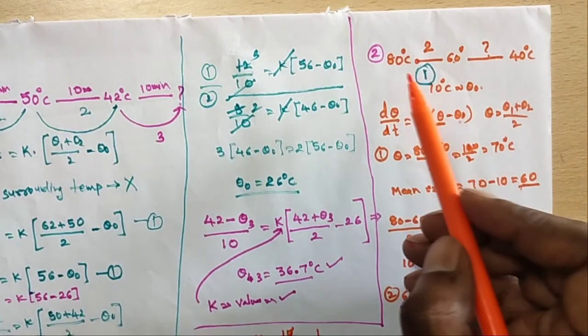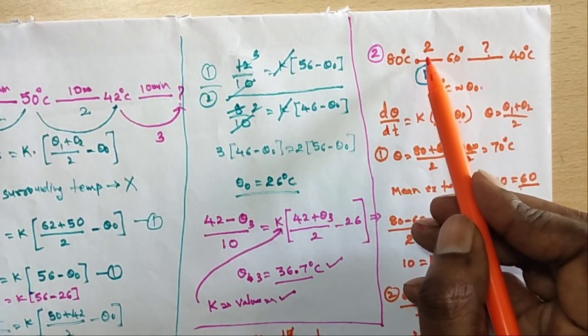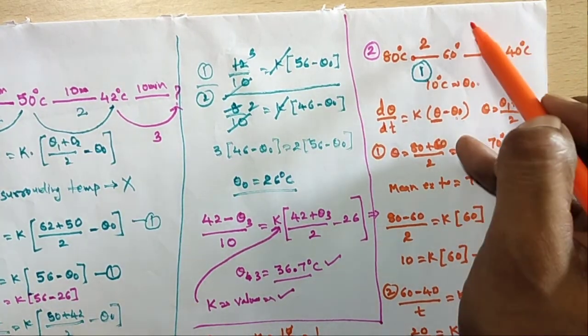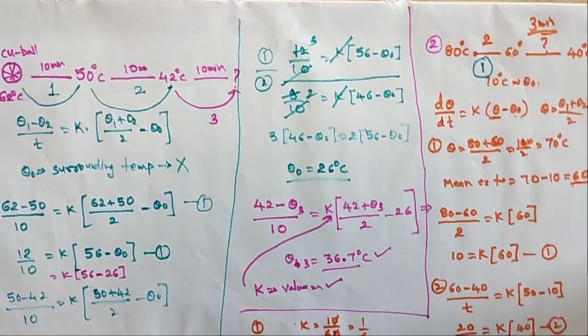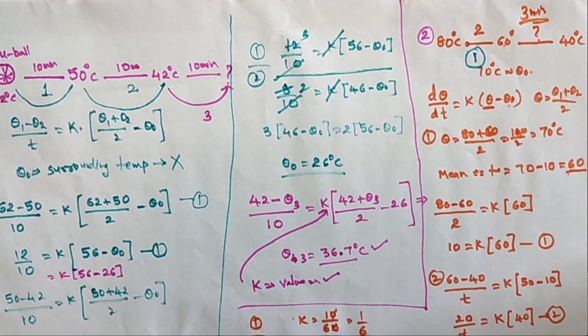Therefore, 80 to 60 degrees, how many minutes? 2 minutes. 60 to 40 degrees, how many minutes? 3 minutes. So this is the second problem.